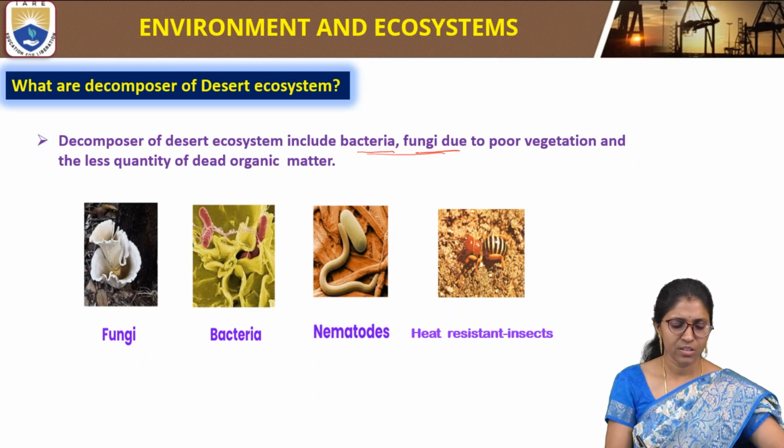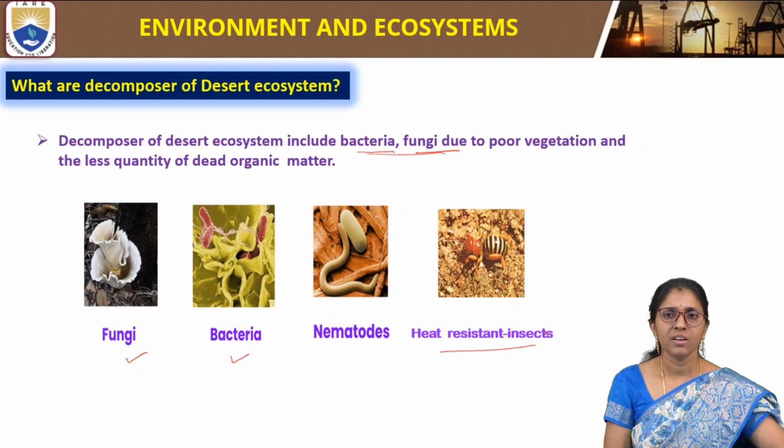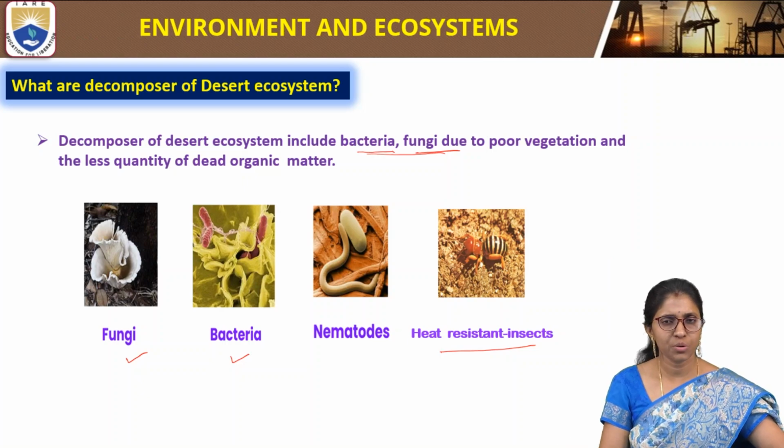So these are some examples of decomposers: fungi, bacteria, nematodes, and heat-resistant insects. These act as decomposers in the desert ecosystem. Decomposers decompose dead organic matter into useful nutrients.